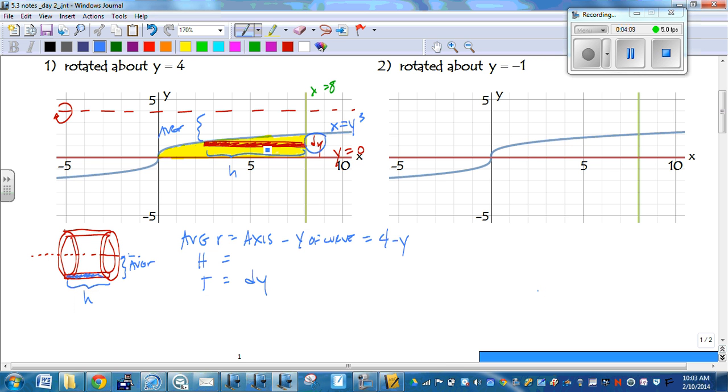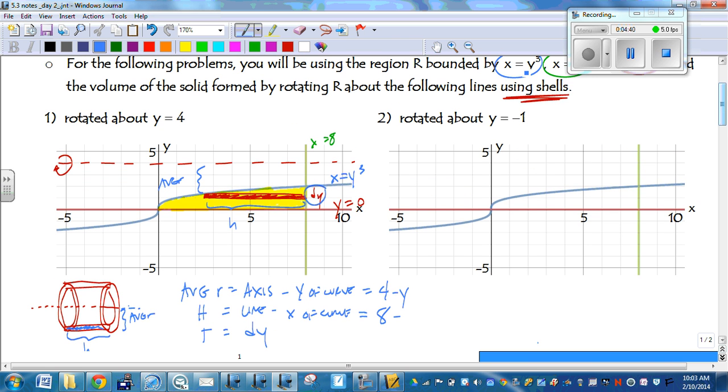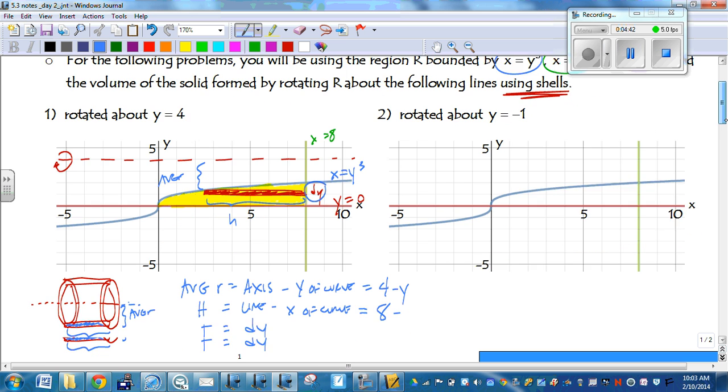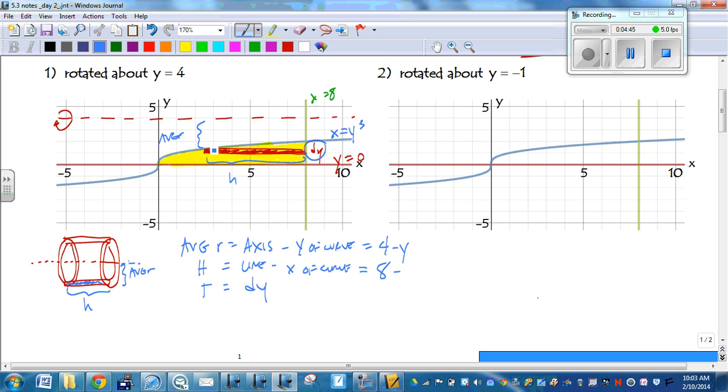The height is this horizontal distance. So really it's like an x value. Horizontal is x. We're going to take the right x value minus the left x value. The right x value is just this line, minus the x value of the curve. The line is x equals 8. The x value of the curve we can't leave as x, because everything has to be in terms of y. If we look at the equation, remember x equals y cubed. I've got it written right here. So the x value there is the same as y cubed. Now it's written in terms of y.